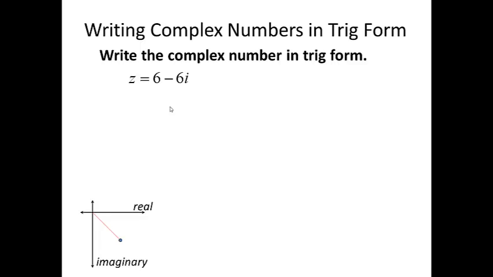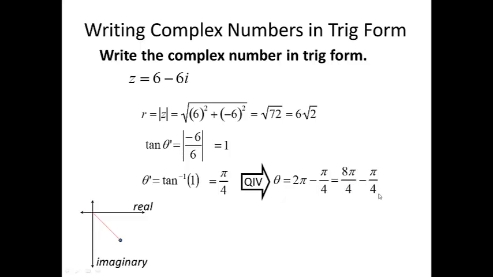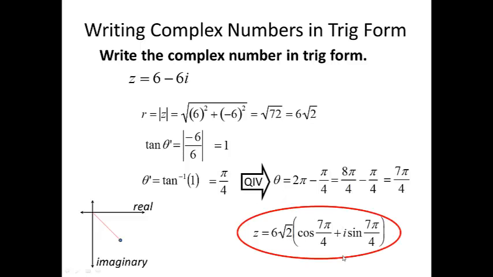6 minus 6i. So first we find the absolute value, which is rad 72 or 6 rad 2. Then taking the arctangent of -6 over 6, absolute value is just 1. And looking at my unit circle, where tangent is 1 is at pi over 4. So now we are in quadrant 4 because we are going positive and then negative. We're going to the right and then down, which leaves me in quadrant 4. So I know that that's going to be 360 or 2 pi minus pi over 4. And that's going to be 8 pi over 4 minus pi over 4, which is 7 pi over 4. Putting it all together, we got 6 rad 2 cis 7 pi over 4.